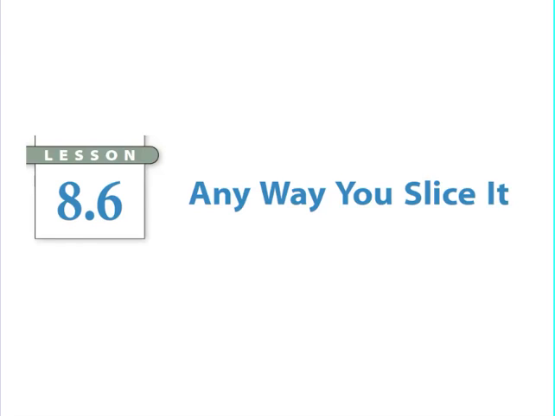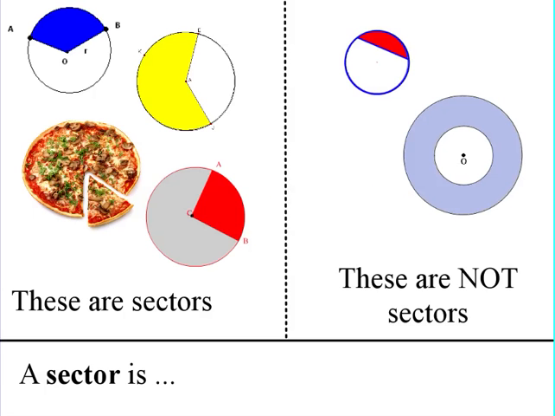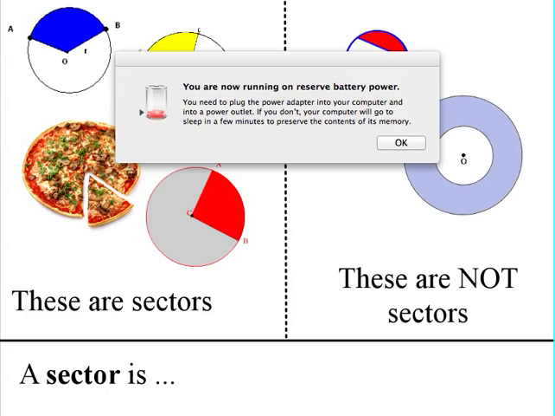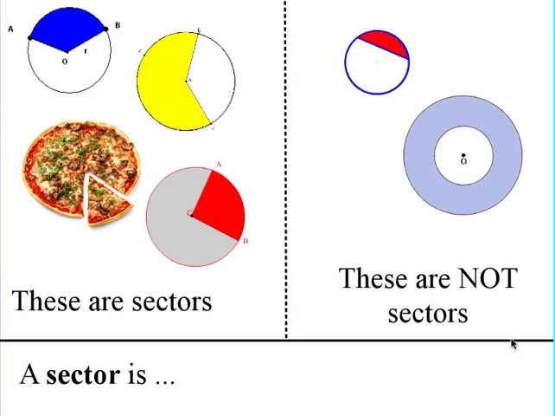Lesson 8.6, if you notice, is entitled Any Way You Slice It. So what I want you to do is look up here on the board. On the left side, these are sectors. On the right side, these are not sectors. So based on looking at what is and what isn't, I want you to determine what a sector is. I'm going to give you roughly 15 to 30 seconds in your groups. Go.